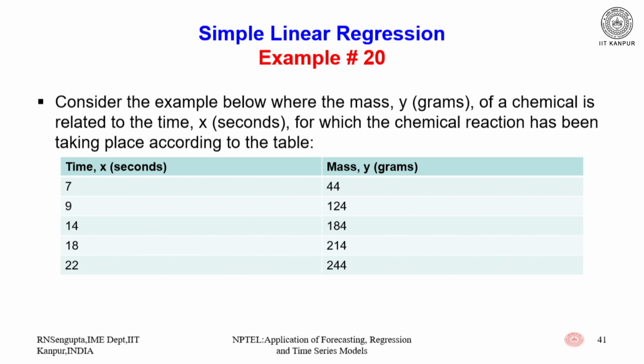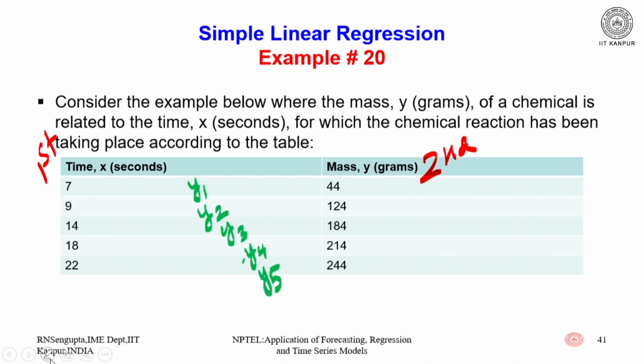So, you have time x axis, which is given in the first column, and the mass, which is y, the dependent variable, which is given in the second column. I mark them. So, the number of data points would be this. y 1 is 7, y 2 would be 9, y 3 would be 14, y 4 will be 18, and y 5 will be 22.